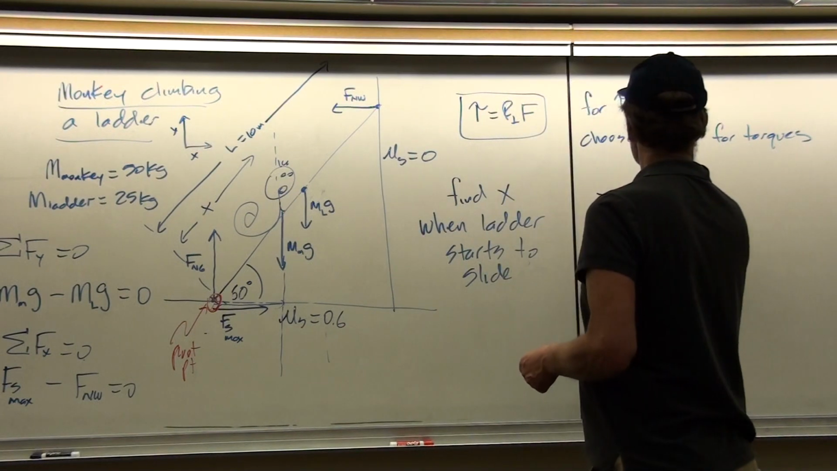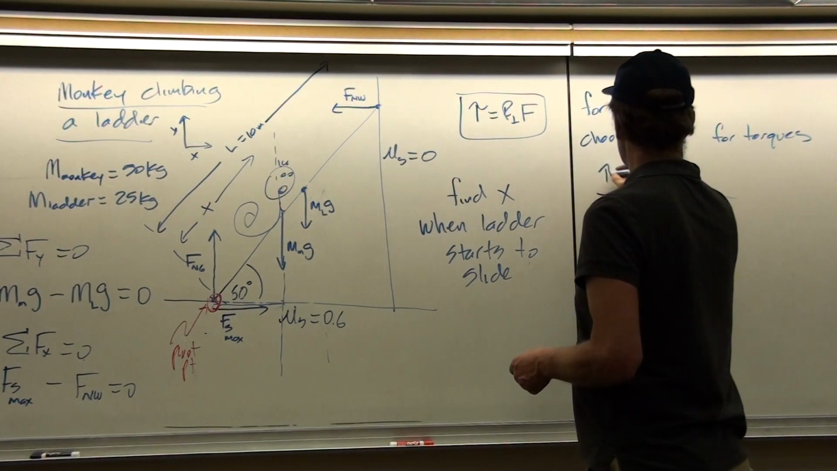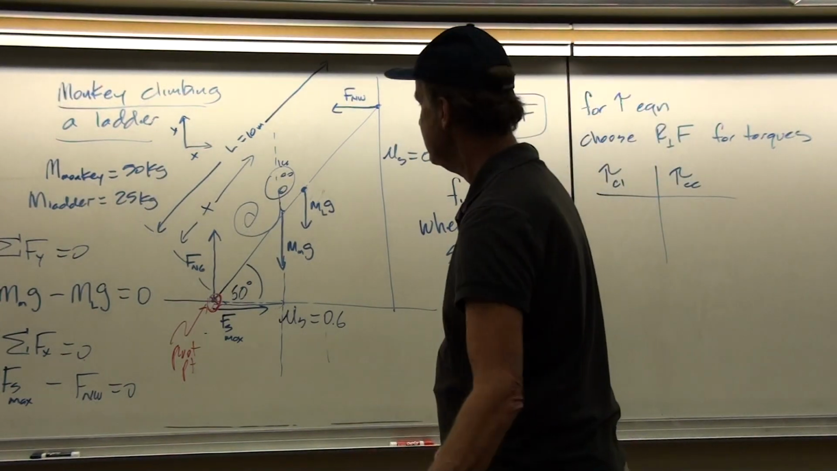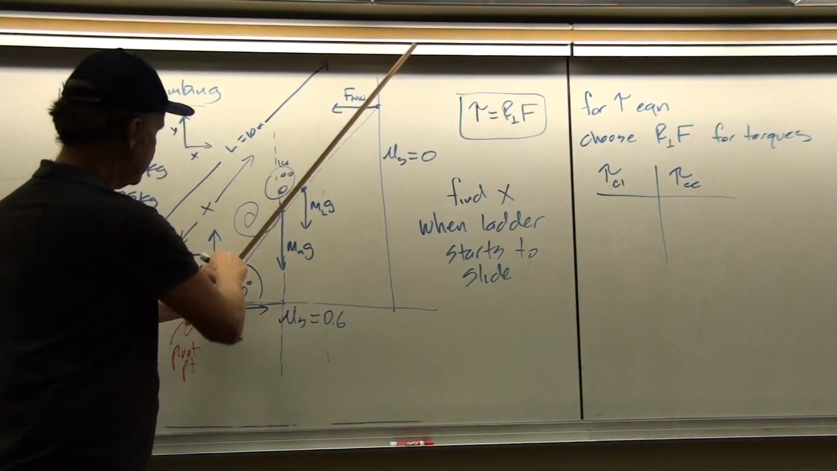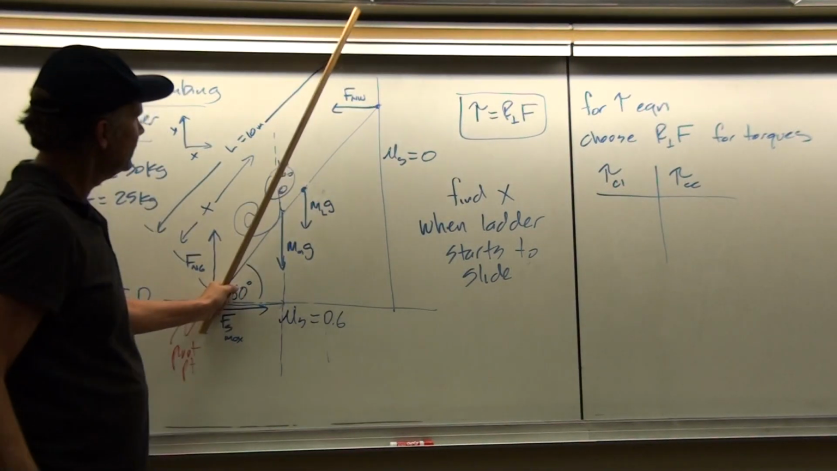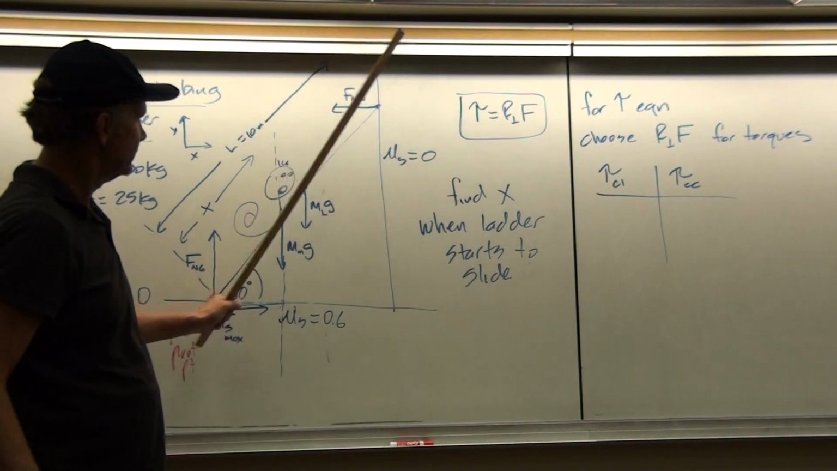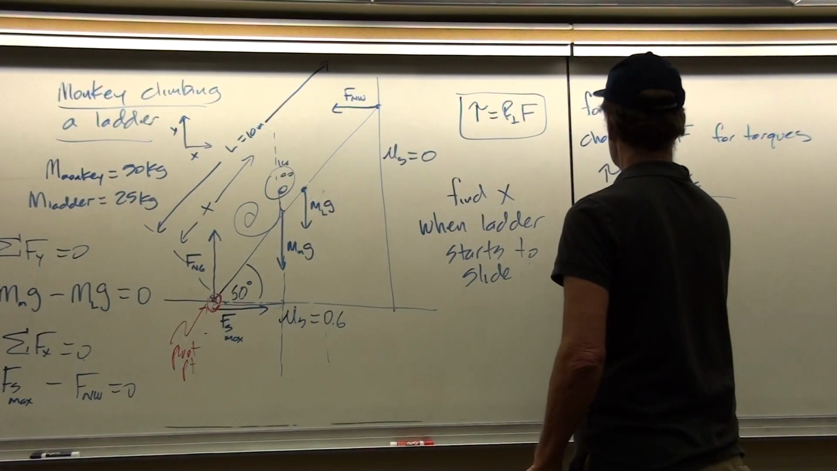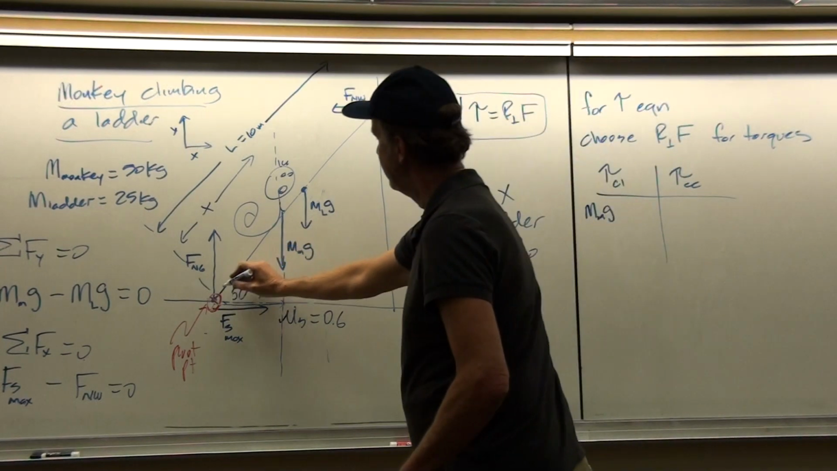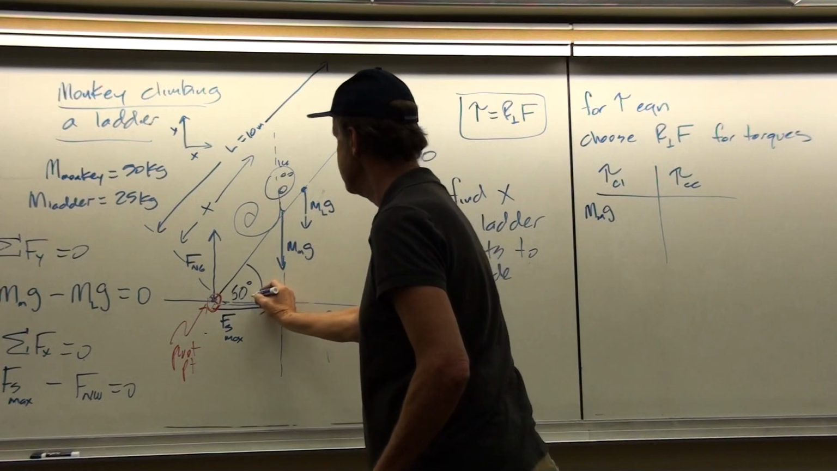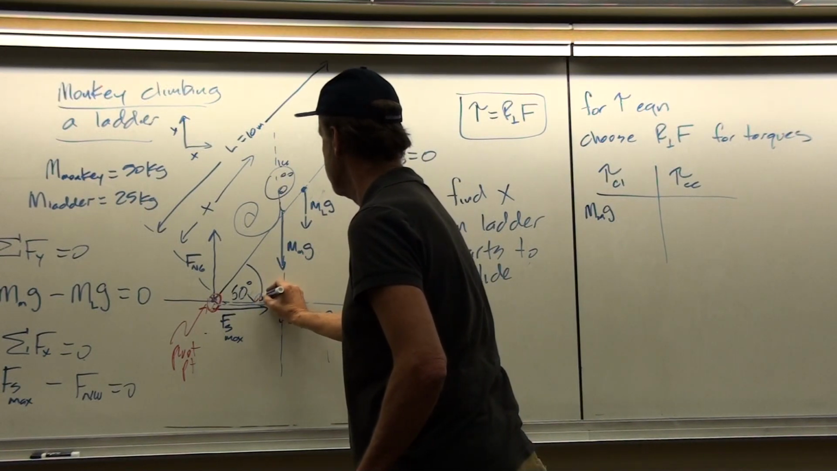So now I'm going to set myself up with a table of clockwise and counterclockwise torques. I'm going to see here that the monkey, with respect to this pivot point, and the ladder both make the system want to go clockwise. Okay, so this is going to be mass of the monkey times g, and then this distance here is x cosine 60, x cosine 60.